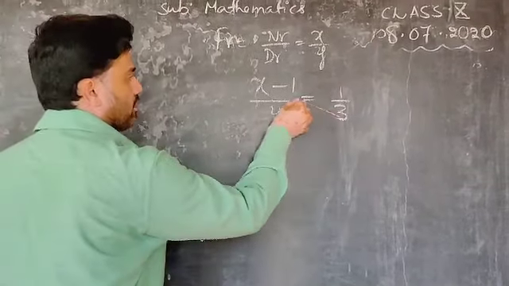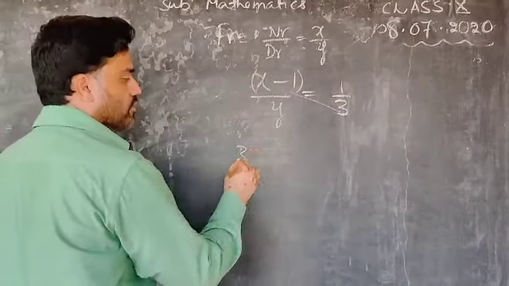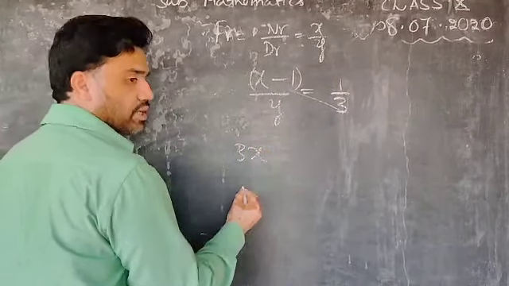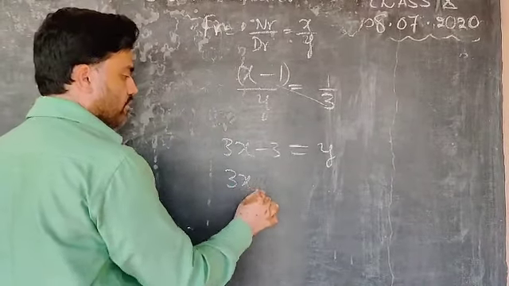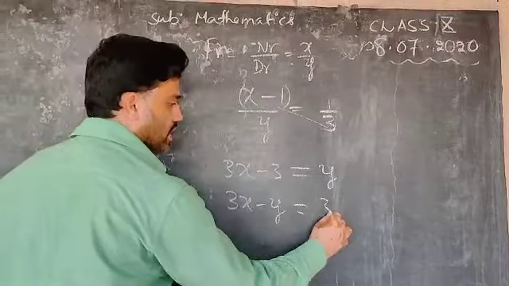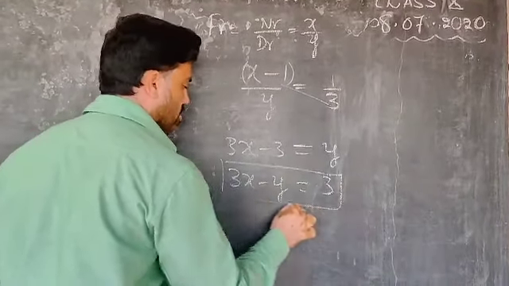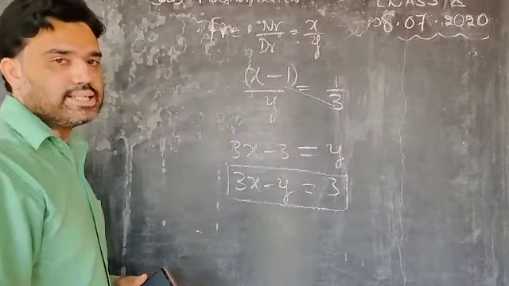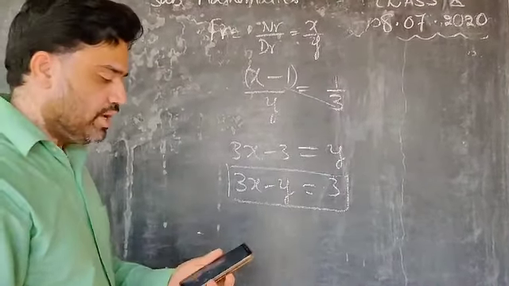Now cross multiply, 3 into x minus 1, 3 into x, 3x, 3 into minus 1, minus 3, 1 into y, that is y. Now x and y we will always take to the left side and the constant minus 3 to the right side. So what is the equation we have got? 3x minus y is equal to 3. Call it equation number 1.